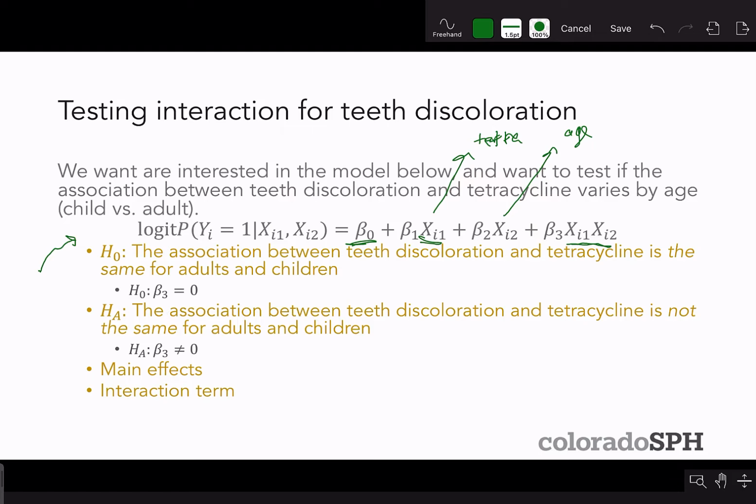The hypothesis test that we're actually conducting here is, for the null hypothesis, that the association between teeth discoloration and tetracycline is the same for adults and children. Or equivalently, you can test that beta for that interaction term is equal to 0. The alternative hypothesis is that the association is not the same for adults and children, which is equivalent to testing that beta 3 is not equal to 0. And as I said before, this is your interaction term, and these terms that are not multiplied together are known as your main effects.